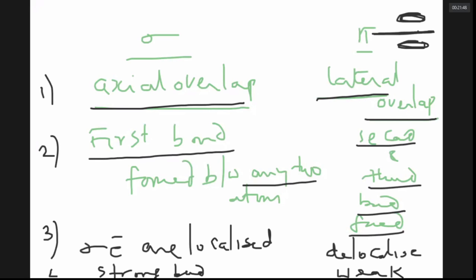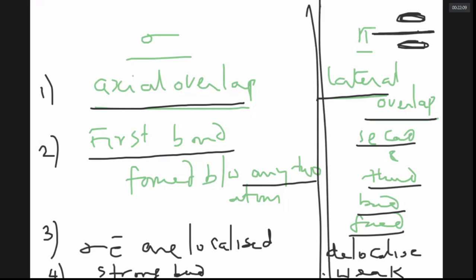Sigma bond is stronger. Pi bond is weaker. Why is pi bond weak? Because it has a nodal plane. What is a nodal plane? A plane where there is no possibility of finding an electron. Can we see the difference, sir? It is a 2-mark question in IP. Write any 4 differences between sigma and pi bonds.